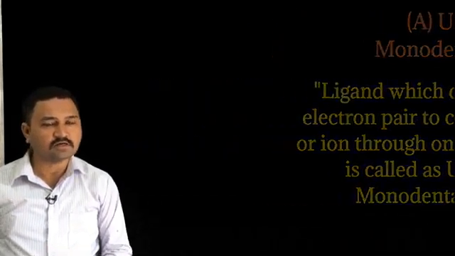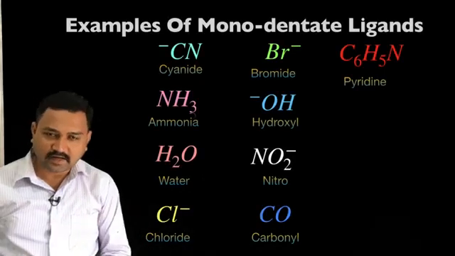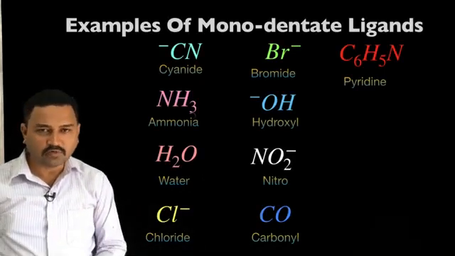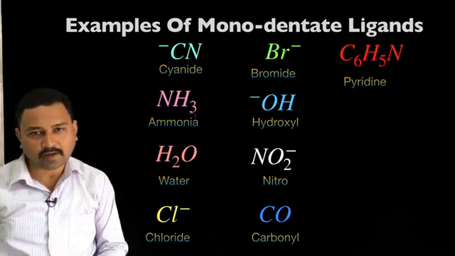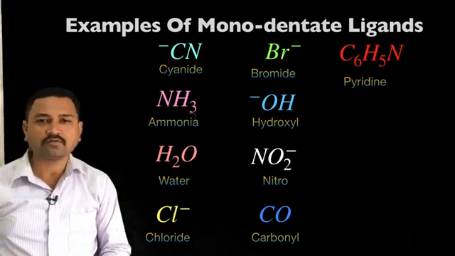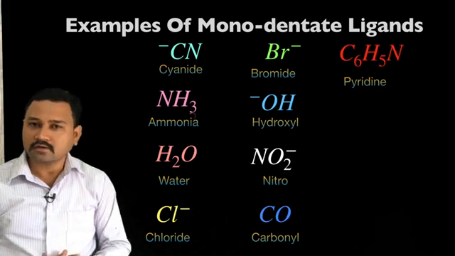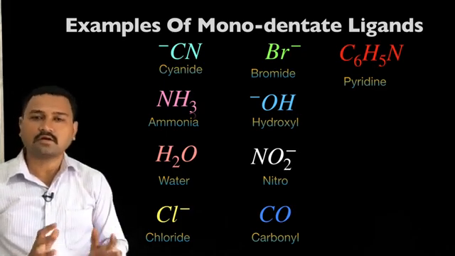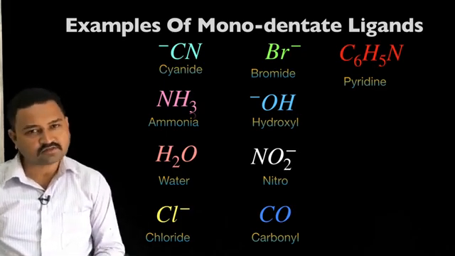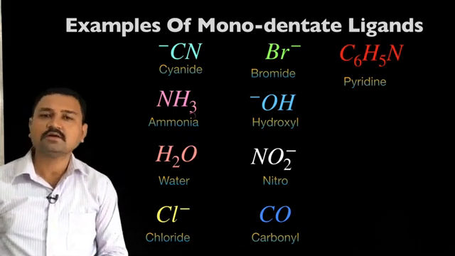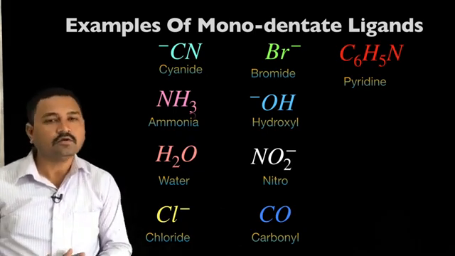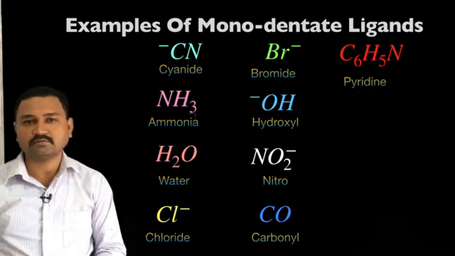Now if I consider the examples regarding this one, the first example is the cyanide ion, then ammonia, water, the chloride ion, bromide ion, hydroxyl ion, then the nitro group, carbon monoxide, and the next one is pyridine. There are so many different examples that you can cover for your monodentate ligands.